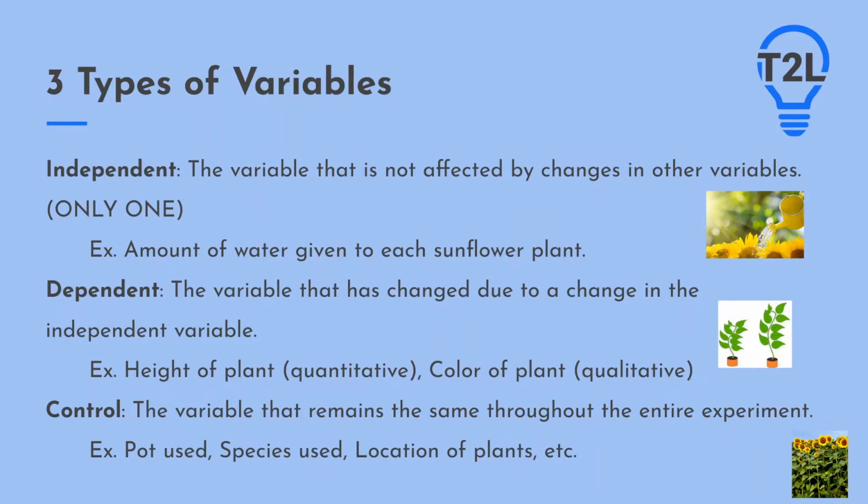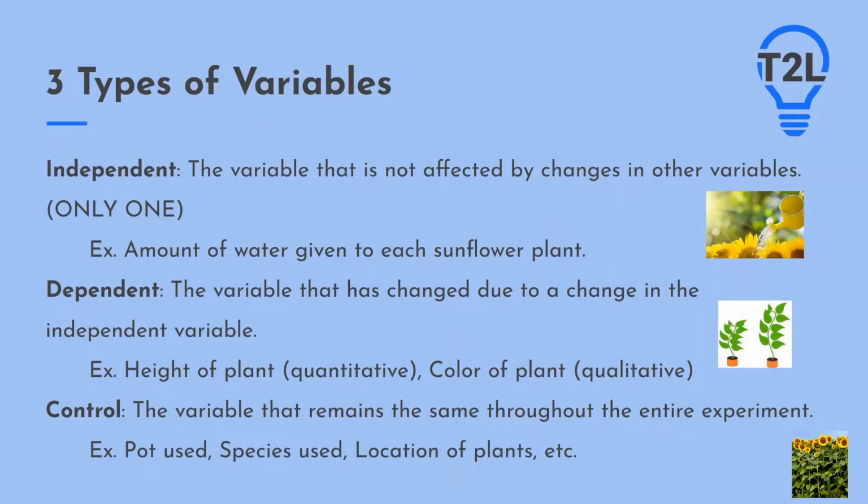And the independent variable of the amount of water given is independent because the amount of water that you give a plant doesn't depend on the height of the plant or the color of the plant. The height and the color of the plant are dependent because the amount of water that you give to a sunflower plant will change the height and the color of the plant.